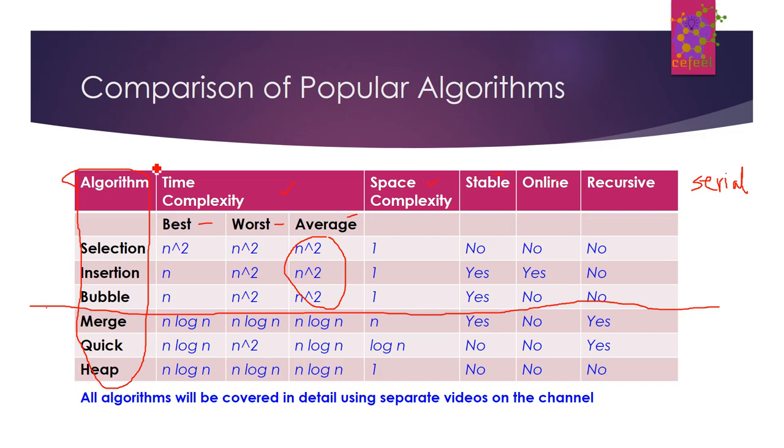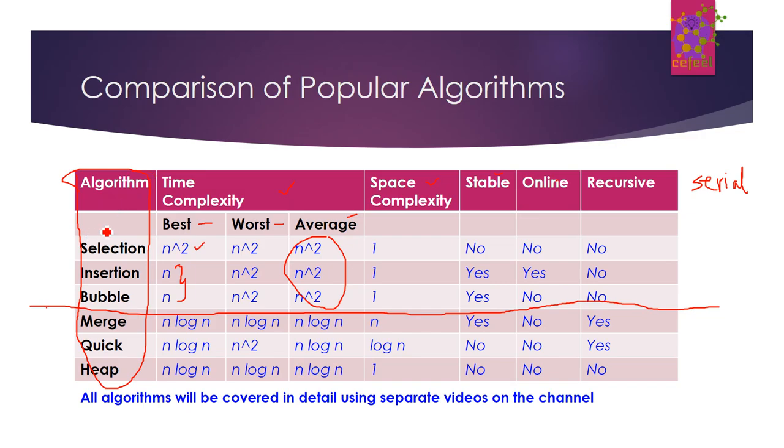In fact, when we come to the best case, insertion and bubble do a bit better, because they don't need to do a lot of comparisons. They only need to do a single pass or single comparison per each pass. So that's why we have insertion and bubble sort as order n, but selection still has order n square.